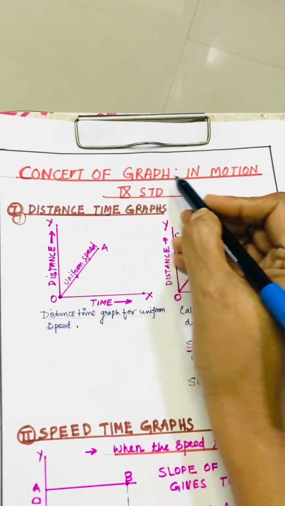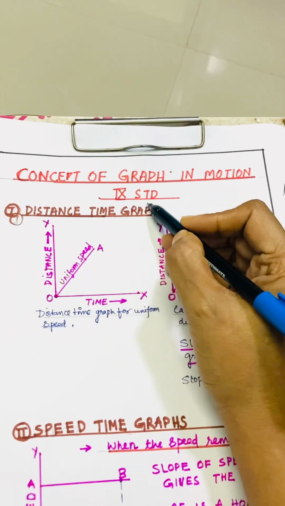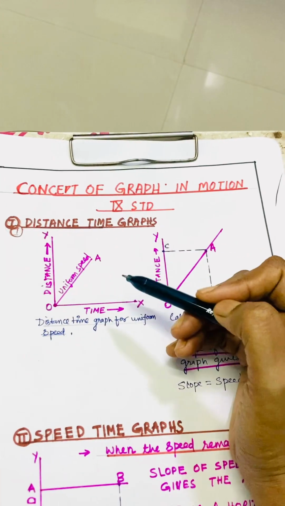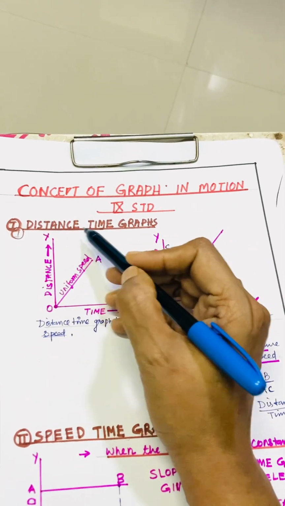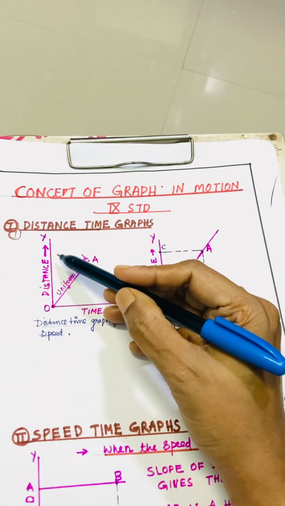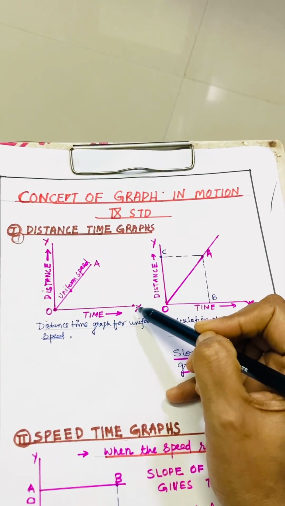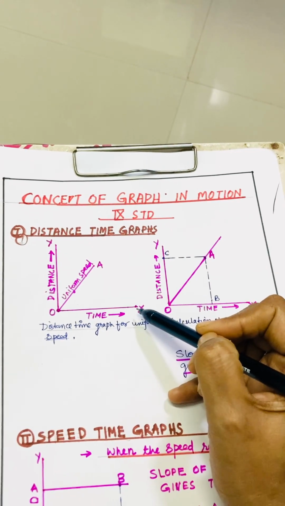Concept of graphs in motion chapter in standard 9 physics. In this chapter we have so many graphs. The first graph we will study is the distance-time graph. In this graph, distance is plotted on the y-axis and time is plotted on the x-axis.